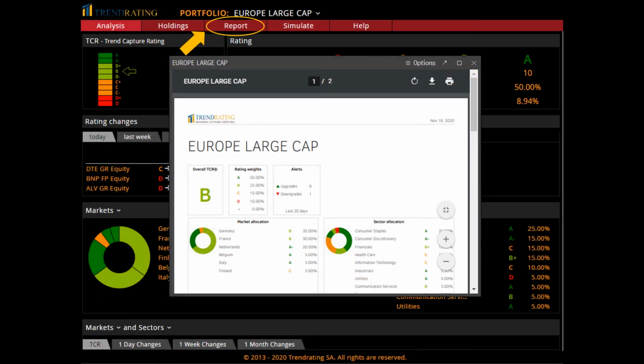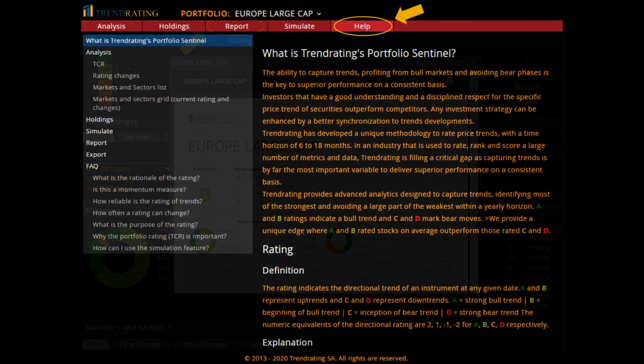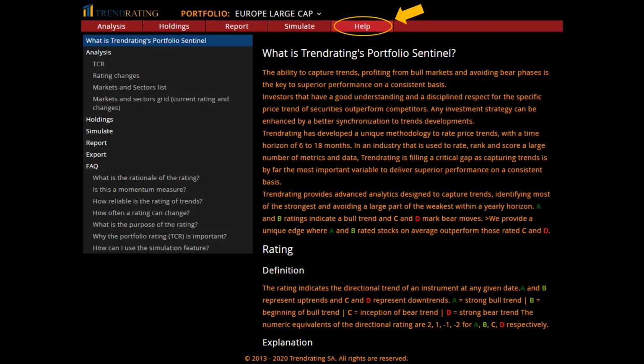Reports. You can create rich, compelling reports in PDF format for all your portfolios. Help. The Help function provides a comprehensive explanation of all functionality, along with a list of frequently asked questions.